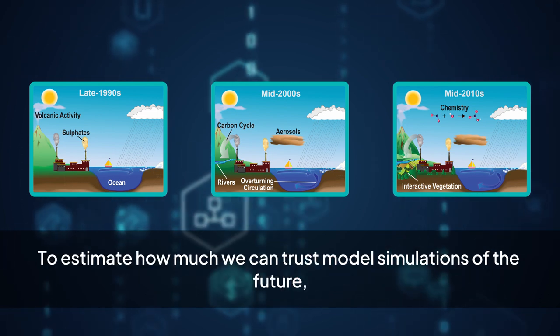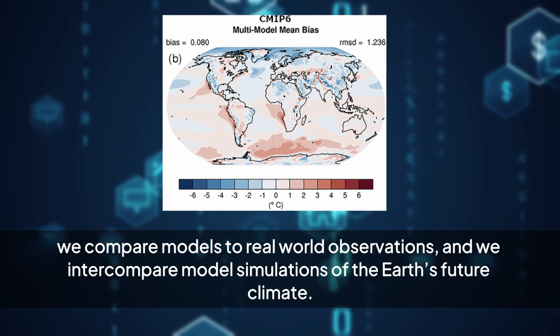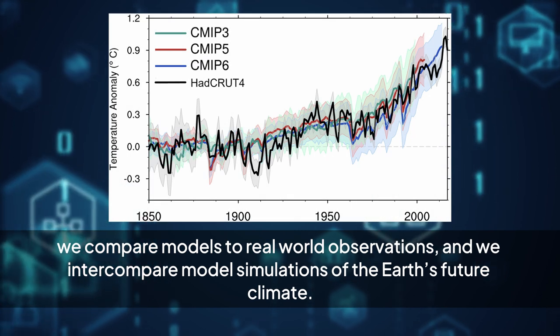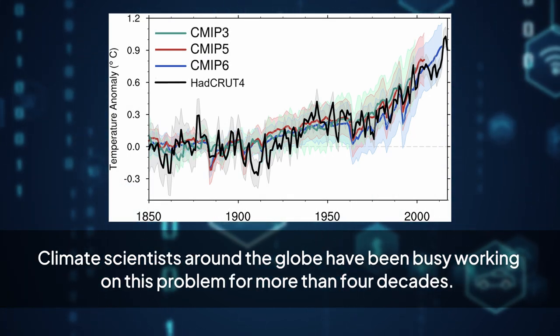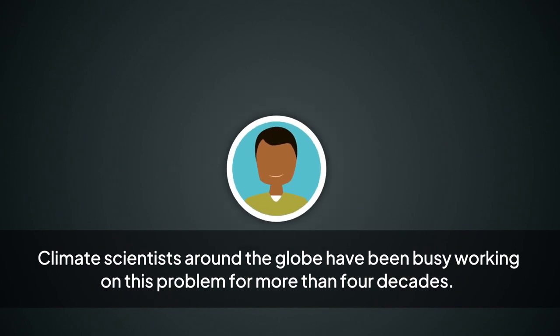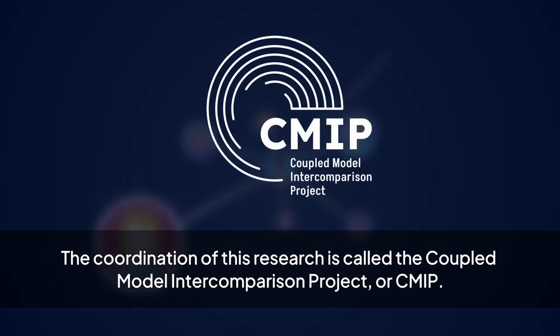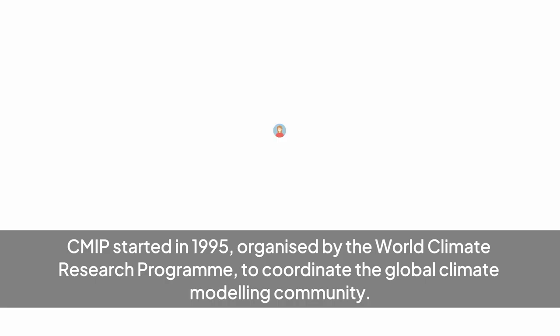To estimate how much we can trust model simulations of the future, we compare models to real-world observations, and we intercompare model simulations of the Earth's future climate. Climate scientists around the globe have been busy working on this problem for more than four decades. The coordination of this research is called the Coupled Model Intercomparison Project, or CMIP.